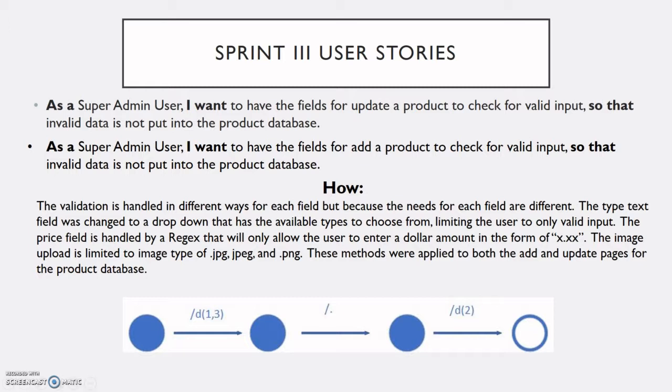In our diagram down here, we have a little state diagram that basically we're first going to check if there's 1 to 3 digits. Then we're going to check if there's a period, and then we're going to make sure there's 2 digits after the period. And that's going to be for the price regex.